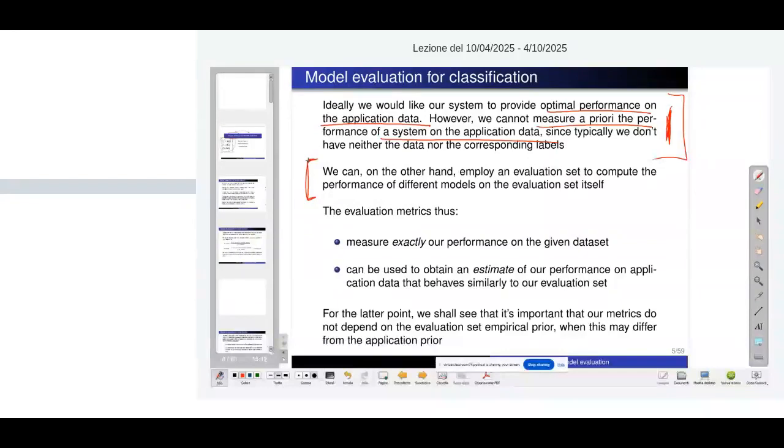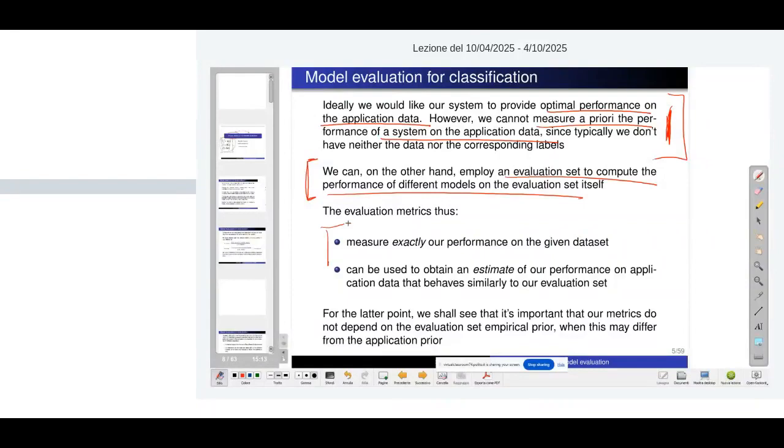That's the same thing that we do during training. We don't have access to the evaluation data we want to classify, but the training data tries to simulate that. Here we have something similar. We want to predict how well we will do on application data. We can't do that for application data, but we can run a simulation to get what is called an estimate of our performance. Now, the estimate is what we compute on the evaluation data.